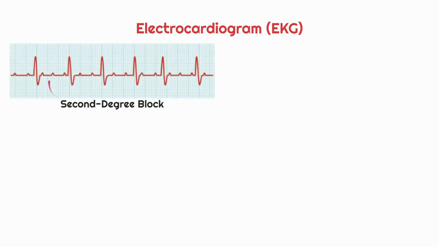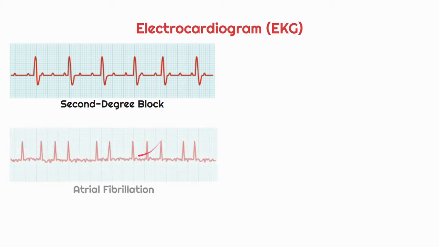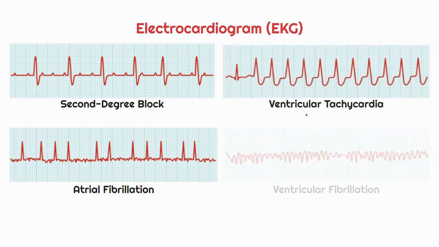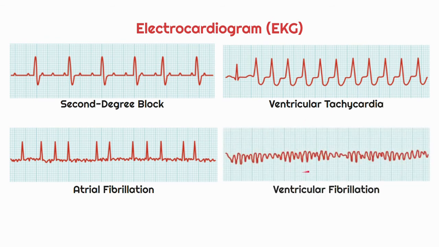An electrocardiogram can also be used to diagnose abnormal heart rhythms, such as a second-degree heart block where some P waves aren't followed by a QRS complex, atrial fibrillation where the atria flutter or beat without coordination, ventricular tachycardia where the heartbeat is irregularly fast, or ventricular fibrillation where the ventricular contractions are disordered. There are also many other abnormal heart rhythms that can be viewed with an EKG.